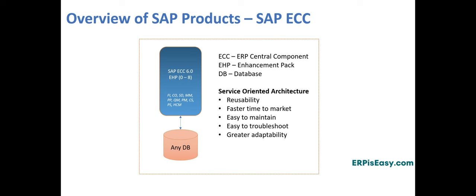Print. This work process manages and processes all print requests, printing work orders or purchase orders, for example. Enqueue. This work process handles object locks and unlocks.